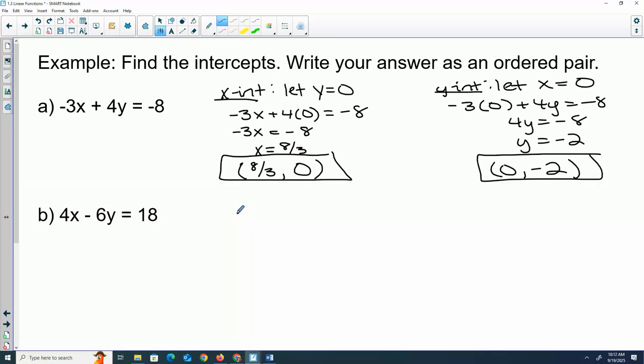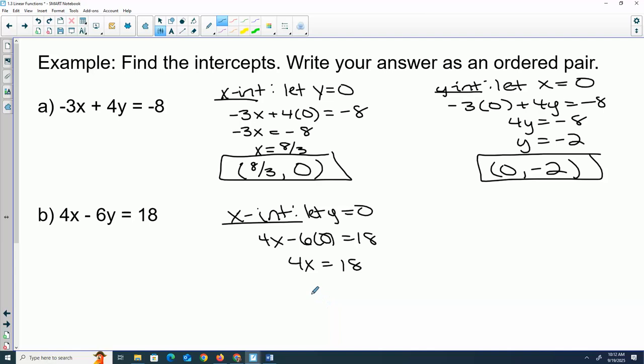So x-intercept, remember to find it, we let our y equal 0. So we get 4x equals 18. So that's 9/2 or 4.5. In general, I don't care if you do fraction or decimal, except I don't want you to round it. Like on 8/3, that's 2.3 repeating, so go ahead and keep it as a fraction. If it divides evenly, I don't care. So that's (9/2, 0).